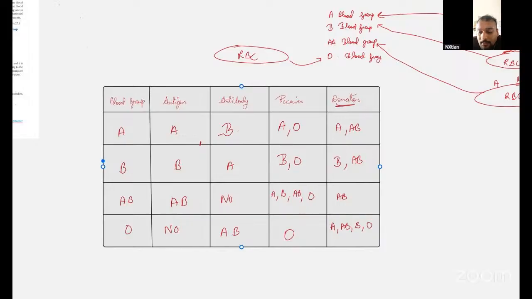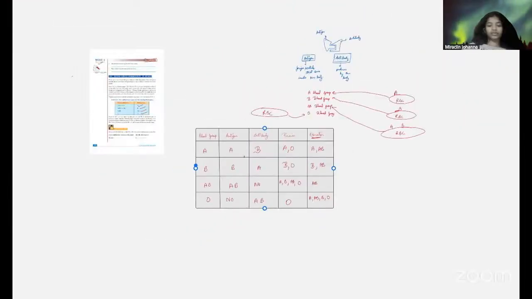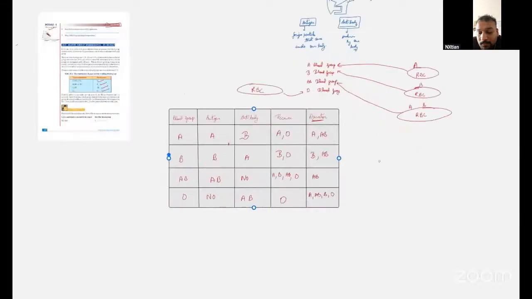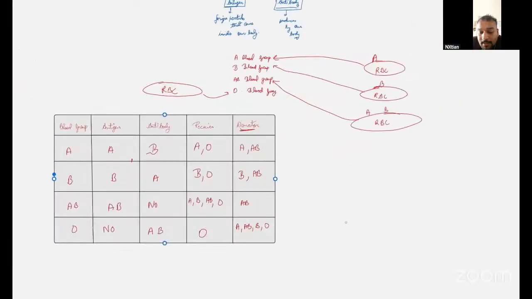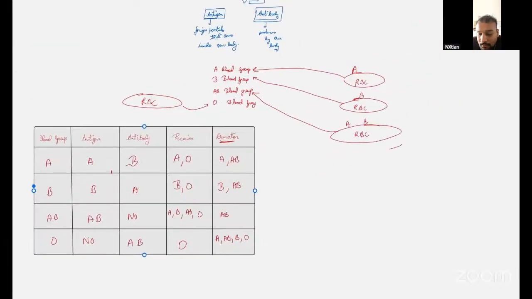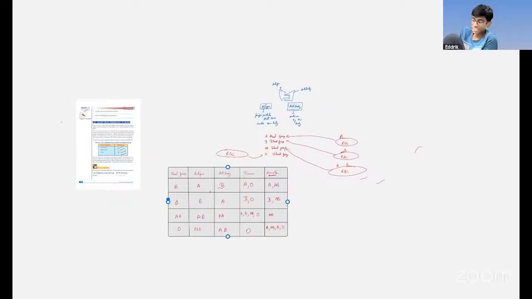Everyone got my point? Yes, sir. Did you understand this concept? Yes, sir. The table is already given in chapter 22, sir. Now you can make this, or you can take a screenshot after the class and make it.